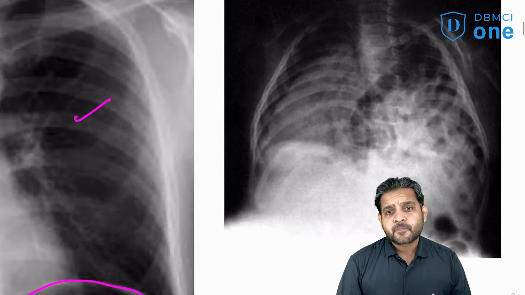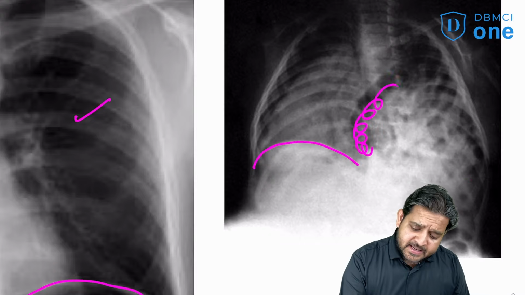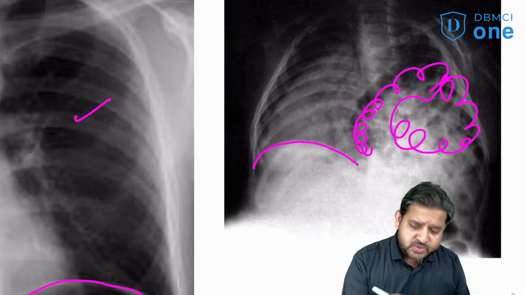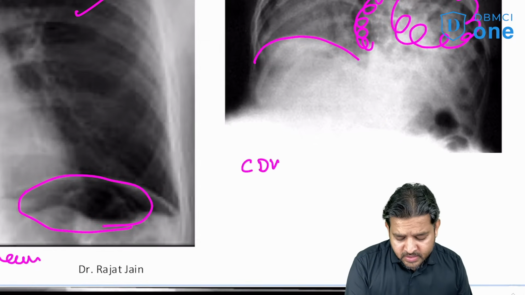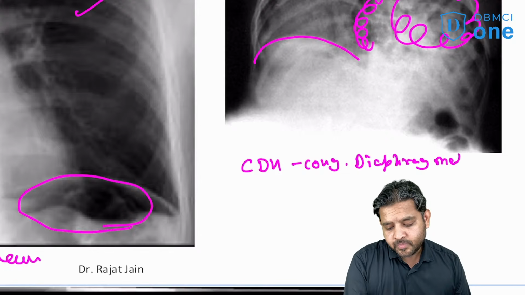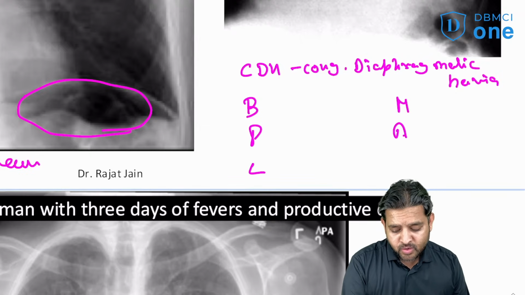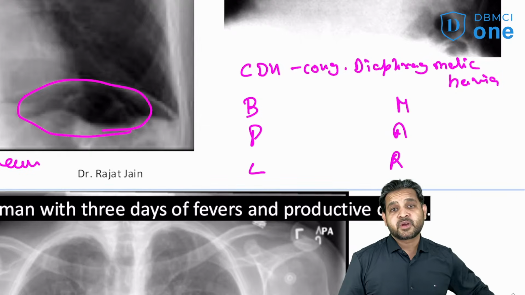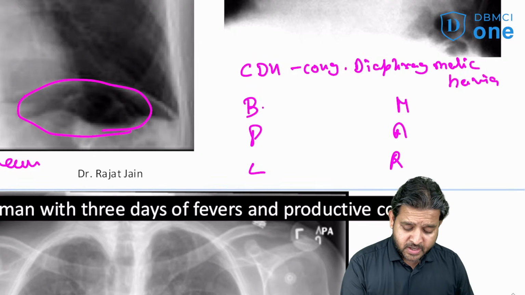Now, what is this? I can see the right hemidiaphragm, but I don't see the left hemidiaphragm, and I can see multiple cystic lucencies over here. If I see this, that's a classical image of CDH. What is CDH? Congenital diaphragmatic hernia. And don't forget this, BPL MAR. I have already told you I suffered from it during my exam. I do not want you to suffer. So learn from others' mistakes.